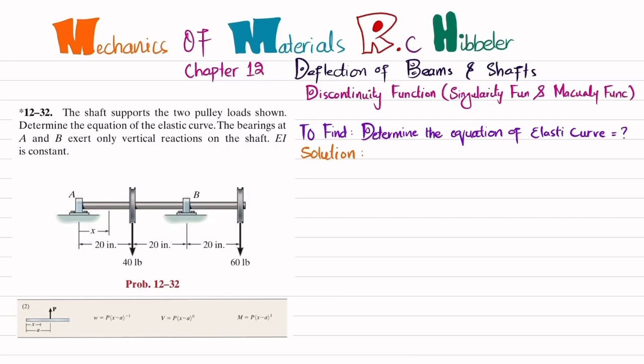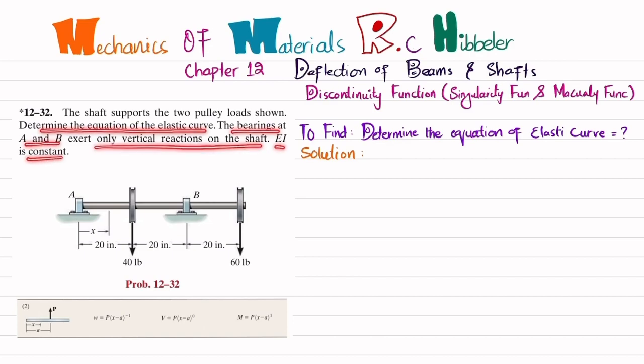Welcome back. In this problem, we are going to solve problem 12-32, taken from chapter 12, Deflection of Beams and Shafts, and the book is Mechanics of Materials by R.C. Hibbeler. The statement is: the shaft supports two pulleys loaded as shown. Determine the equation of the elastic curve. The bearings at A and B exert only vertical reactions on the shaft.